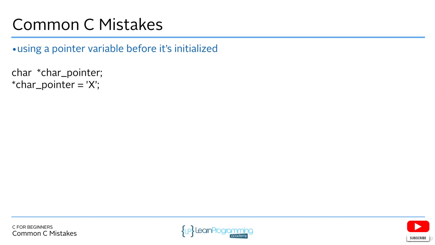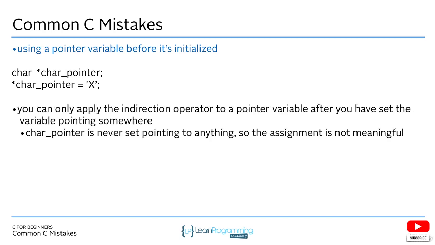Using a pointer variable before it's initialized. So here's an example of creating a pointer and then trying to assign to it. And this is the correct assignment where you're assigning a value, you dereference it. But what we haven't done here is we haven't initialized a pointer to actually have any memory allocated for it. And you can't do this in C.